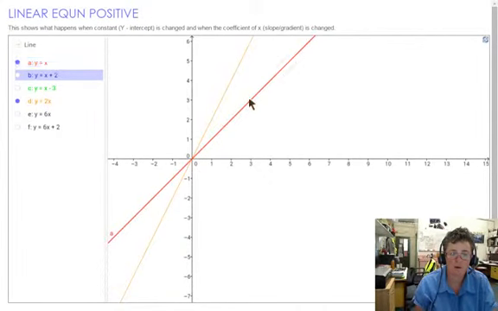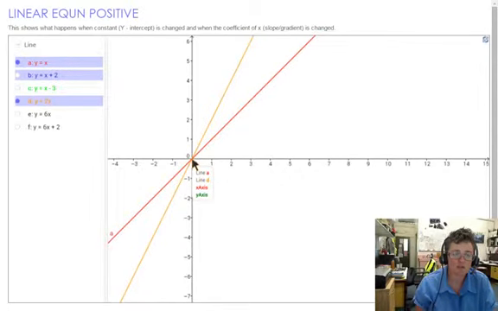So this is the point 3, 3. 3 on the x-axis and 3 on the y-axis. Now when we look at the yellow line, which is the equation y equals 2x, because it has no constant, no y-intercept, it passes through the origin.